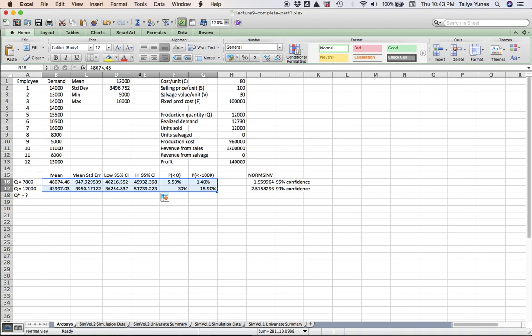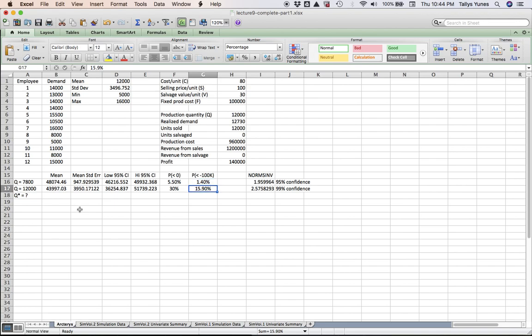Well, I think it's pretty clear that the 7 is much better, right? Because first of all, the mean to begin with is higher. The confidence interval is narrower, so from 46 to 49 as opposed to from 36 to 51, much wider here. Plus the chances of bad stuff happening are much lower in this 7800. 5.5% of losing money versus 30, and 1.4% chance of losing more than 100,000 versus 15.